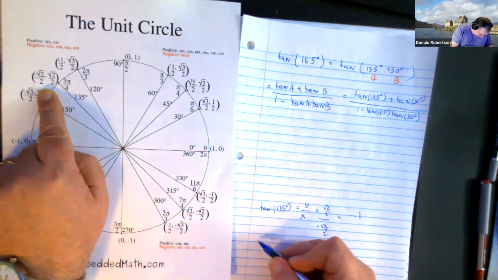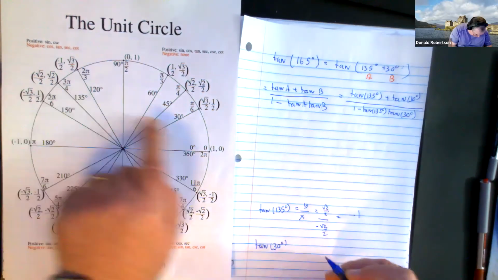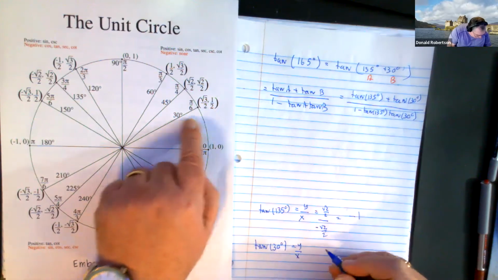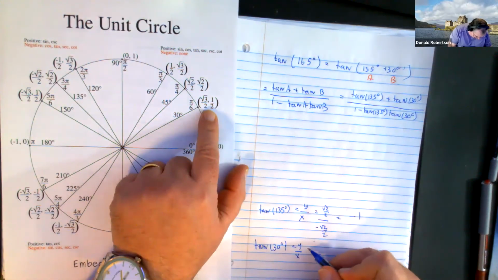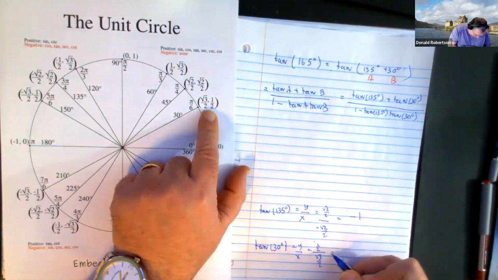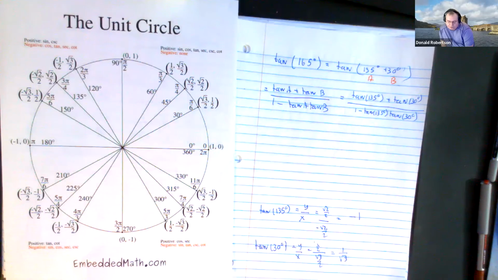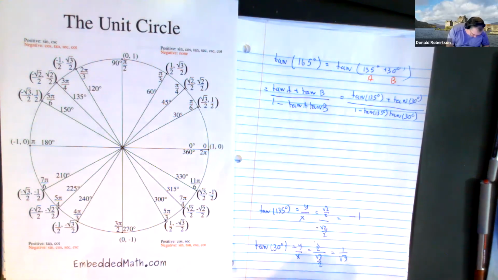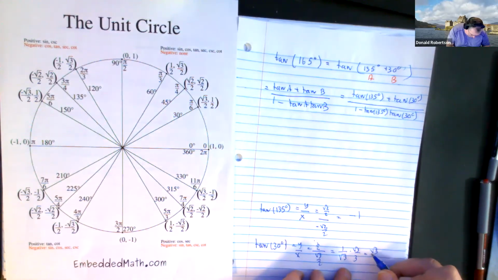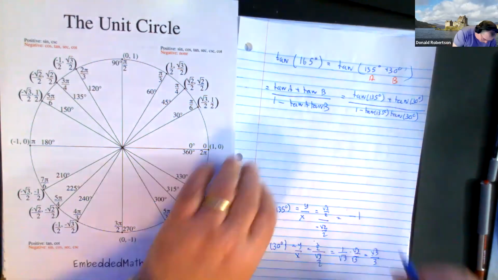Okay. Let's do tan of 30, the other term that's in this one. It's going to be the y coordinate divided by the x. And the y coordinate is 1/2. And the x coordinate is √3/2. And the 2's cancel, so you get 1/√3. And then when you make that look pretty, you get √3/3. Okay, so that's what that's going to be.